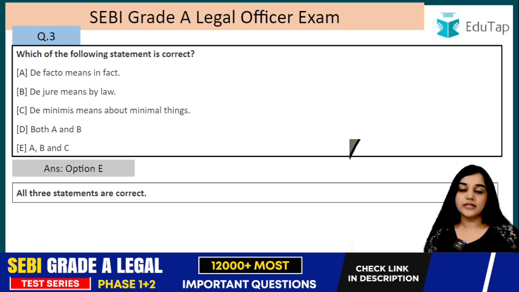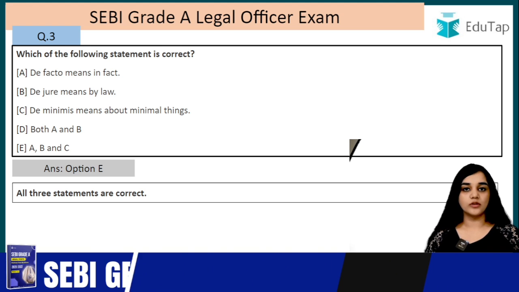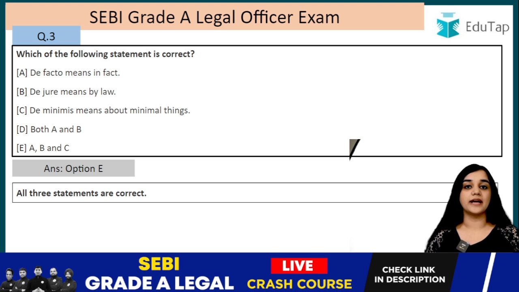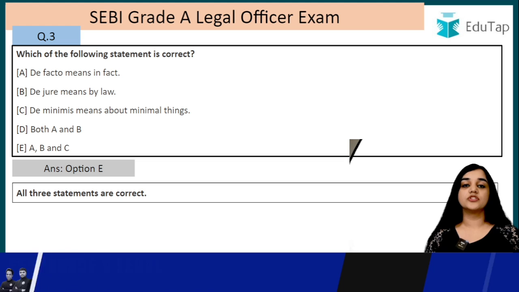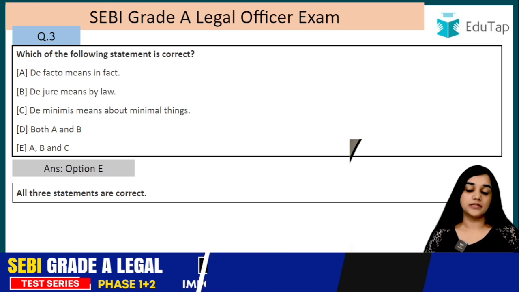So we have done de facto and de jure. De jure is something that is formally accepted. Like for example, I have told you that the president is the de jure head of the state and the prime minister actually has all the powers, and he is termed as de facto. So that is in fact, he is the de facto head of the state. And de minimis is something which is too trivial, too minimal, right? Which is too minor. So all of these are correct. De facto means in fact, de jure means by law, de minimis means about minimal things.